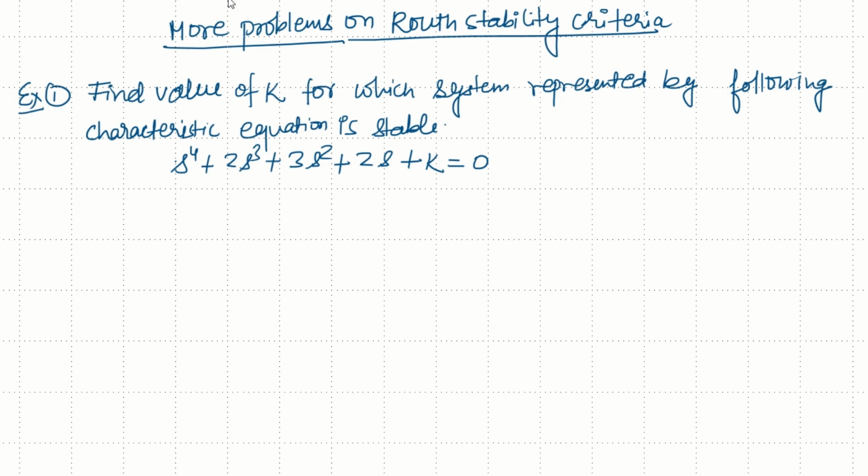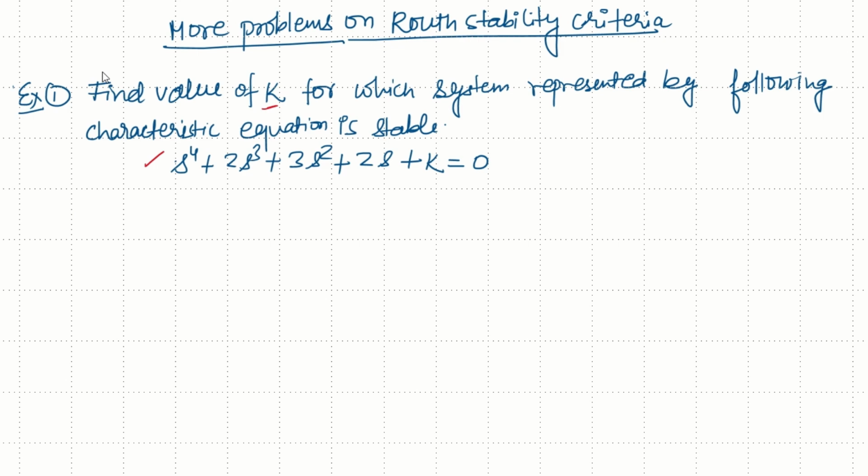In this video lecture, we will see some more numerical problems based on Routh stability criteria. So, in this example 1, this is given to us. Find the value of k for which the system represented by the characteristic equation s to power 4 plus 2s cube plus 3s square plus 2s plus k equals 0 is stable.